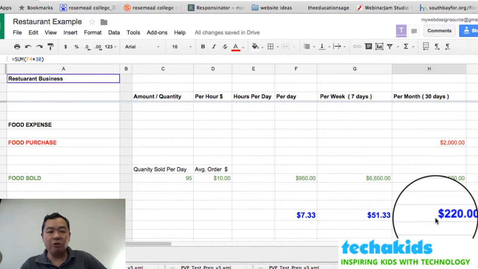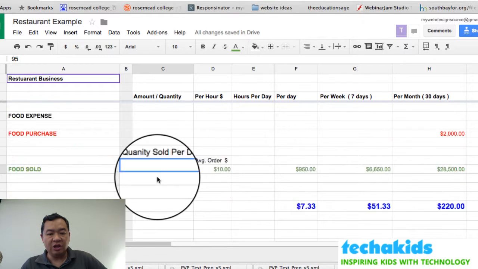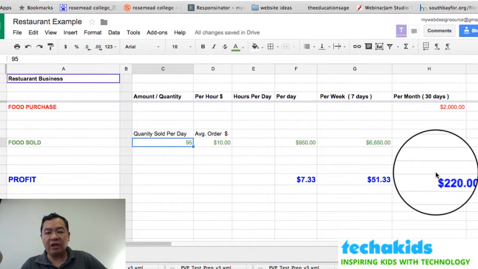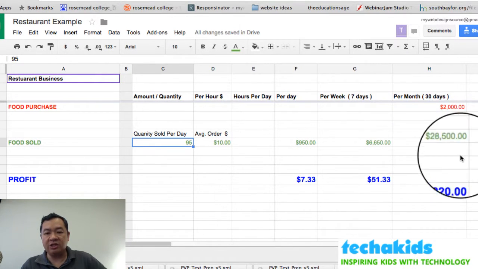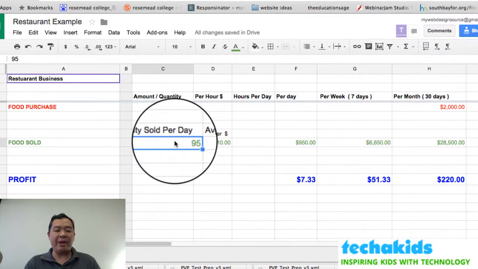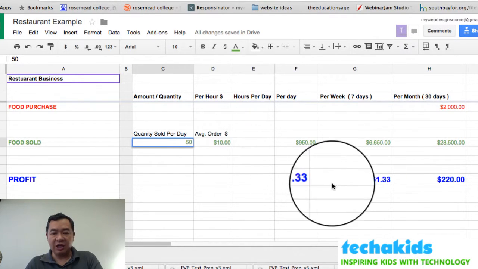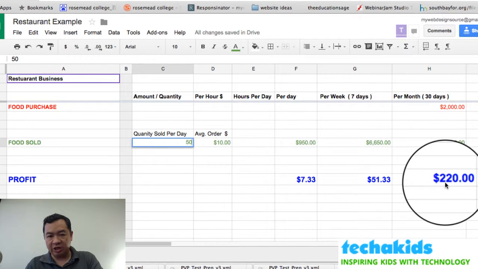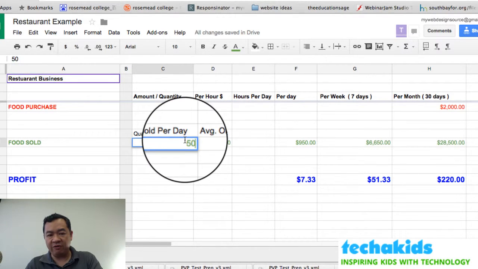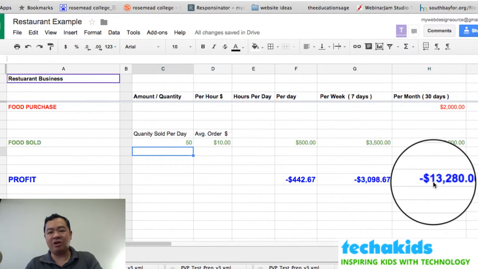Now, this is the cool part about Sheets and also Excel: you can change any of these variables, and you will see that it automatically calculates all these things for you, as long as you do this properly. So let's do this. Let's say you had a bad month and you only sold 50 a day. Okay, 50 meals a day at 10 bucks. See how this will change. At 50, remember we had it before at 95? Check it out. Boom. You're down $13,000 in loss.